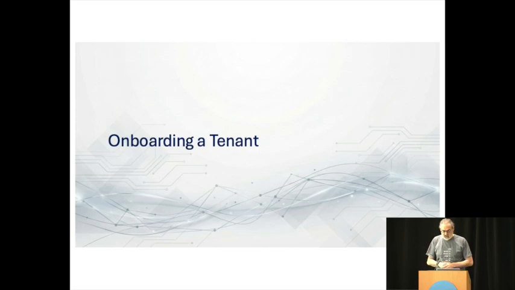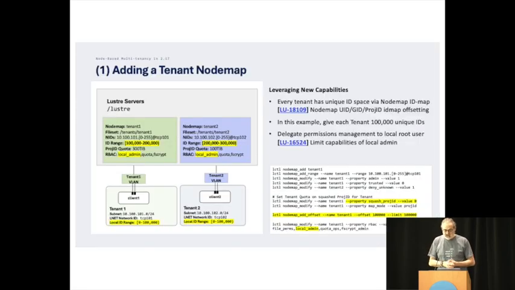So let's add a tenant. In this case, we're using a few new features highlighted in yellow. One is the ability to add an ID range or offset. In the command line, it's called an offset. And the idea is you can give each tenant some number of IDs, that is UID, GID, and project ID. In this case, we're doing 100,000. So every tenant gets 100,000 IDs to work with. And inside the tenant, they're numbered 0 to 99,999.